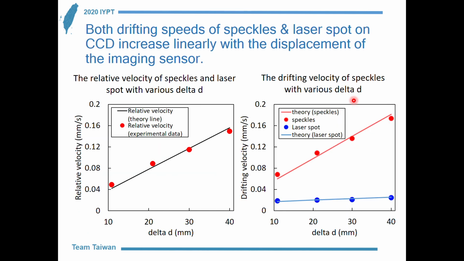Finally, defocusing the image away from the camera sensor or the eye's retina can make the relative drifting between speckles and spots more visible. By simply increasing the defocus distance delta D, both the individual drifting and the relative drifting of speckle and spot will increase linearly with delta D.